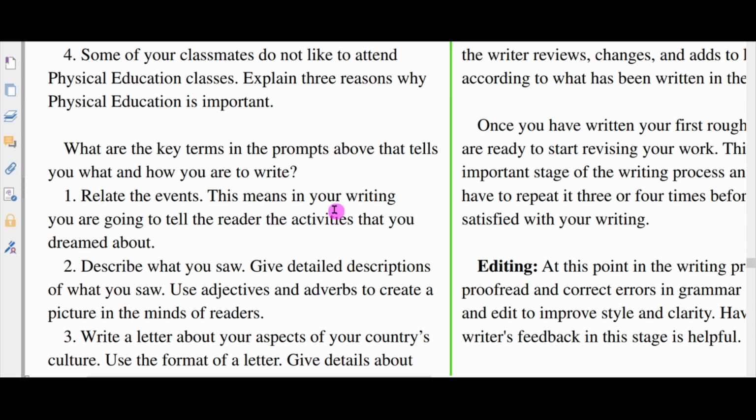This means in your writing, you are going to tell the reader the activities that you dreamed about. 2, describe what you saw. Give detailed descriptions of what you saw. So you're going to use adjectives and adverbs to create a picture in the minds of readers.